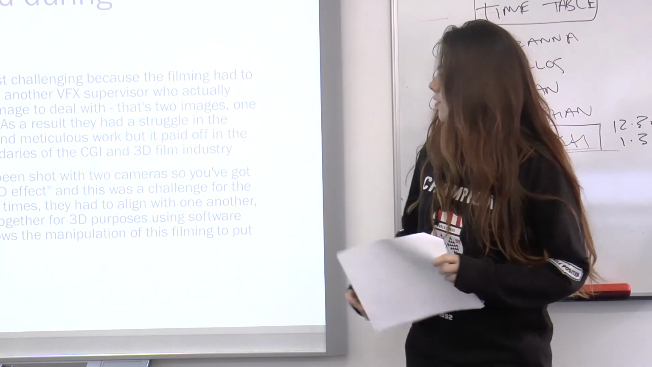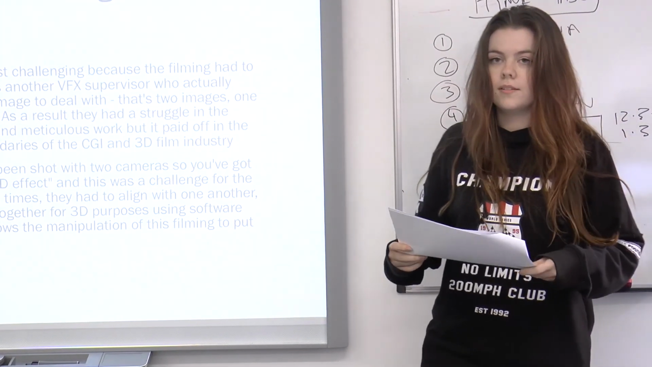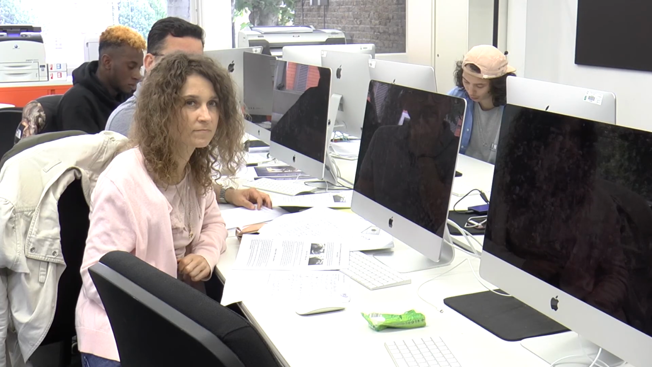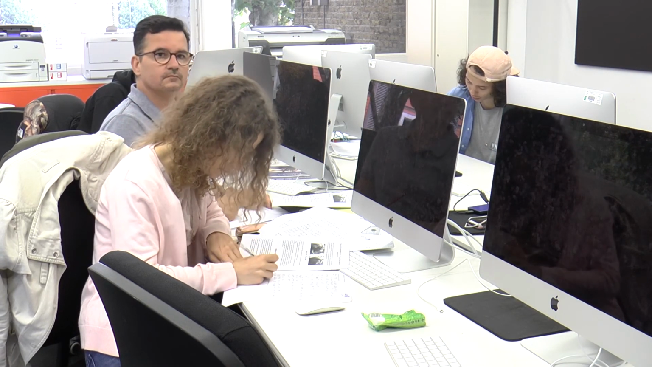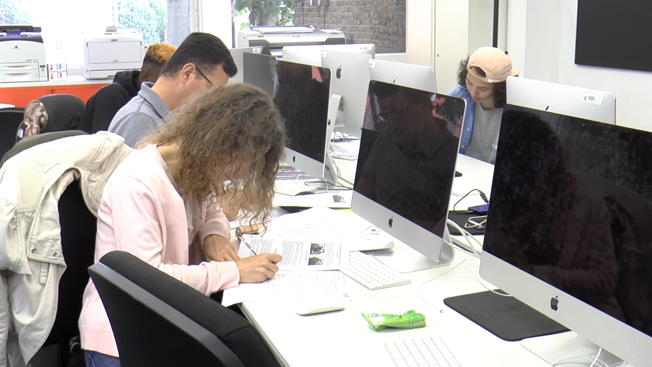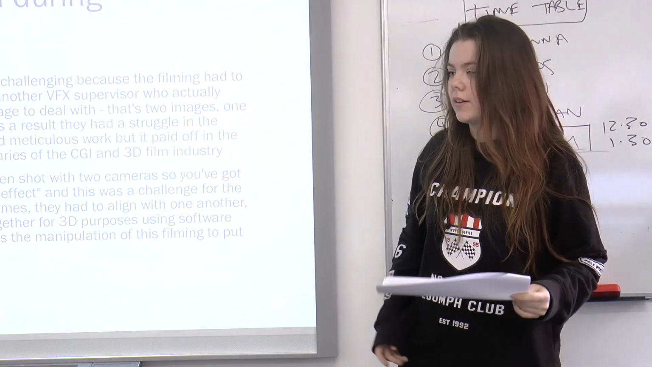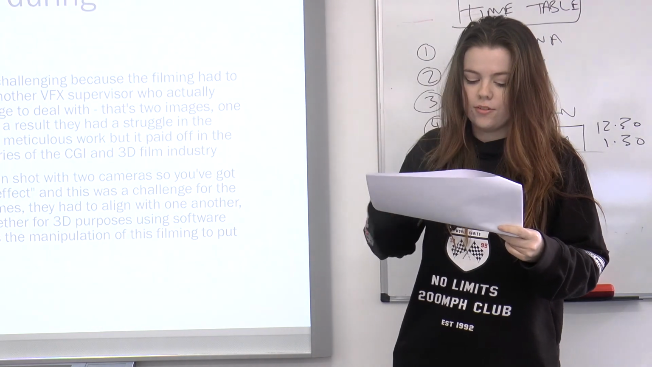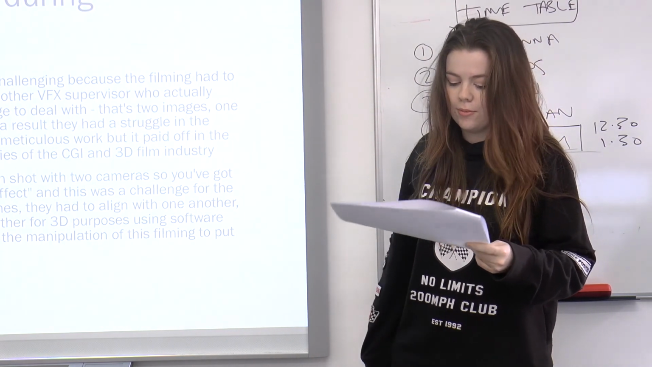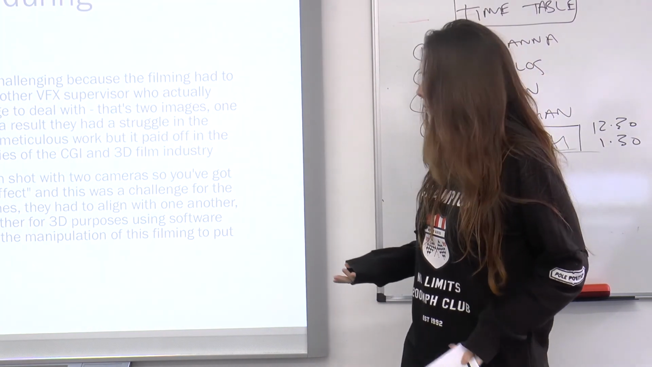They had a few struggles when they were actually filming Avatar. The most challenging was that they had to film it twice because they had to look at two images, one for each eye, which was quite a workload for the visual effects. It was not really an obstacle, but it was quite hard to do.